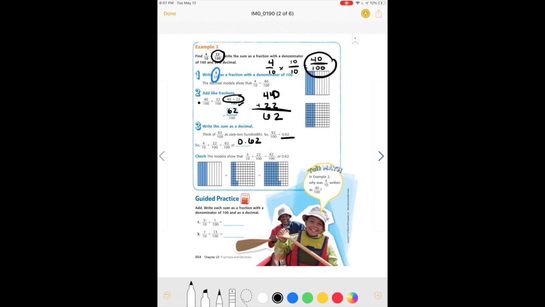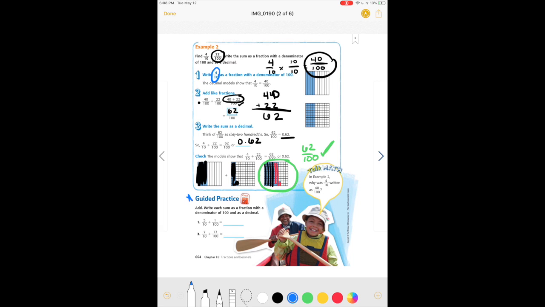Check. The model shows that 4 tenths plus 22 hundredths equals 62 hundredths. We had 4 tenths over here. Then we had 22 hundredths. And then when we had our hundredths grid, we colored in 4 tenths. And then, I'll use red, 22. And then count up the total, and you should get 62 hundredths. So we are good to go.